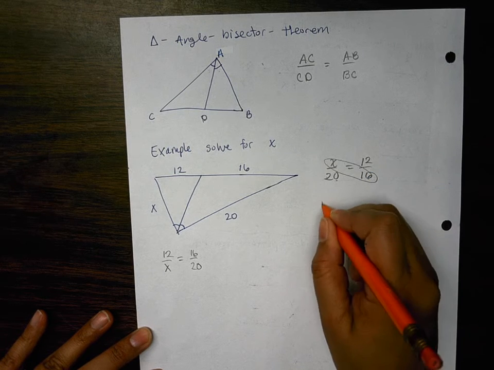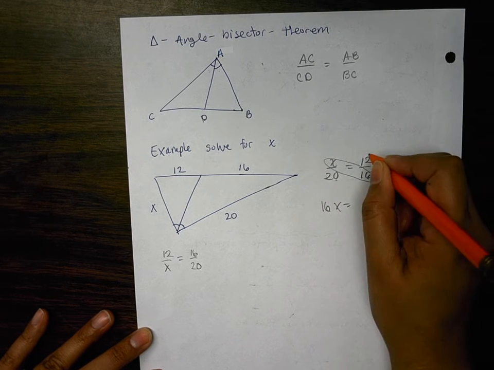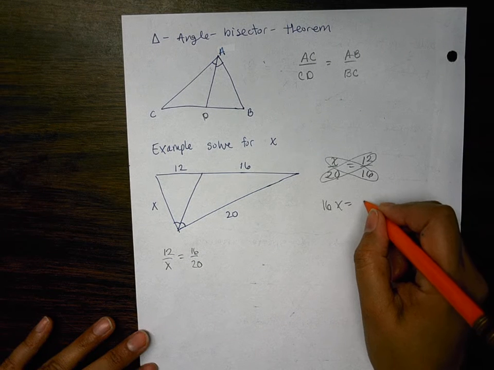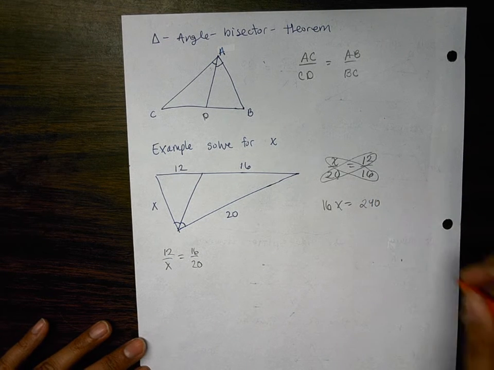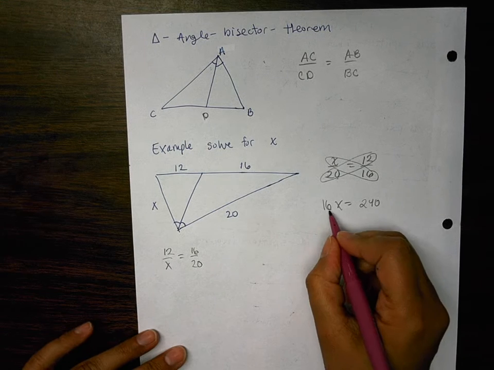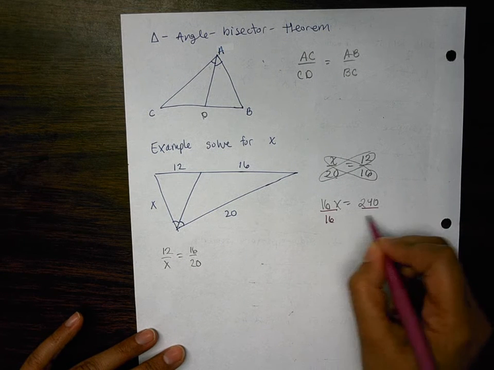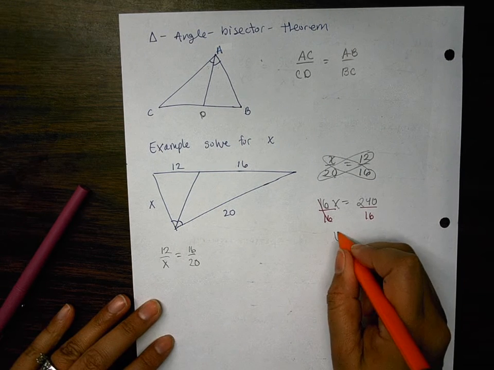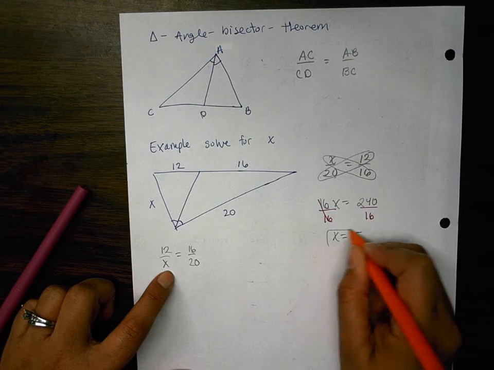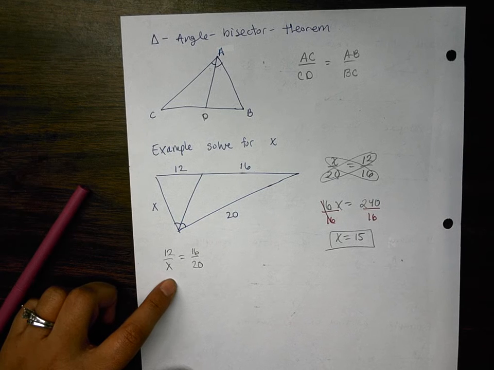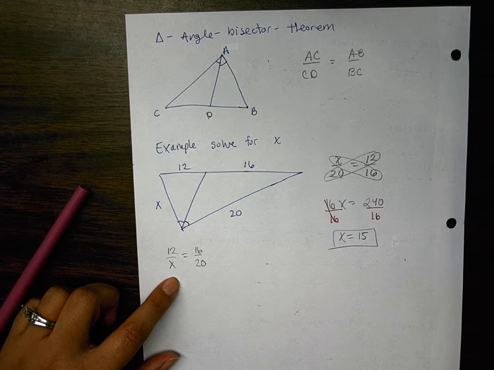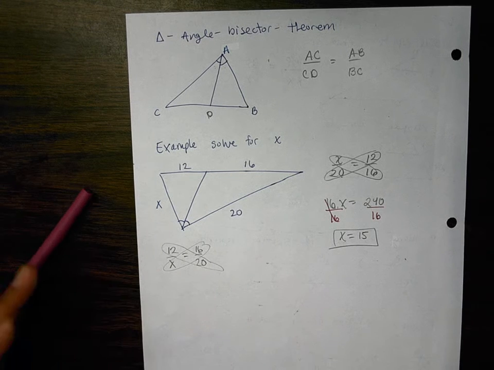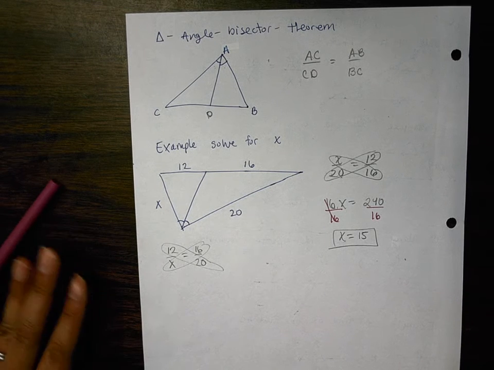16x equals 12 times 20 is 240. Divide both sides by 16. X equals what? Did anybody do it this way? Nobody took the challenge? Would you end up with the same answer? Can you see that's going to be 16x and that's going to be 240? Would it be the same? Yes. Makes sense?